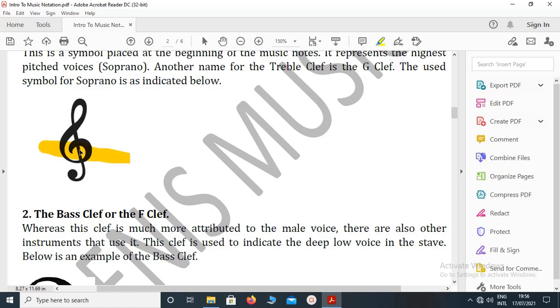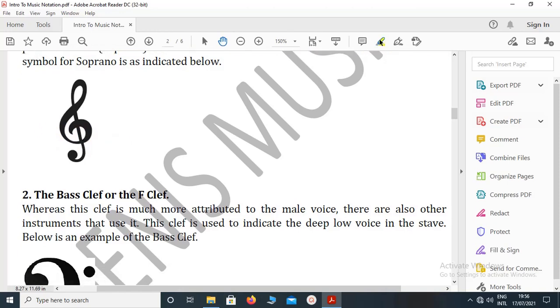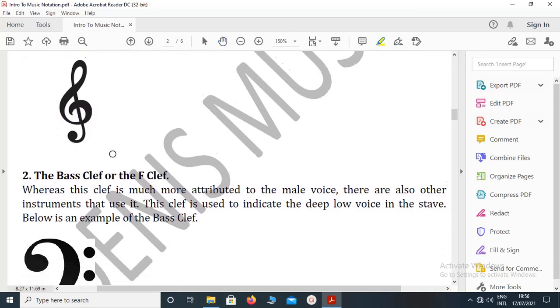The line of G in the stave is always found coiled here. So that's why we normally call it the G clef. The other one is the bass clef.